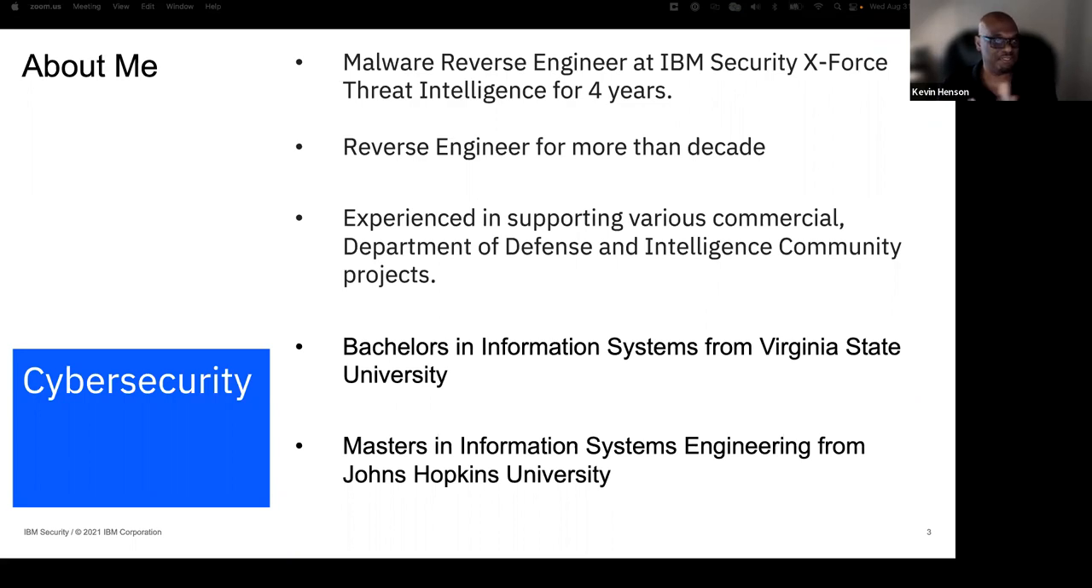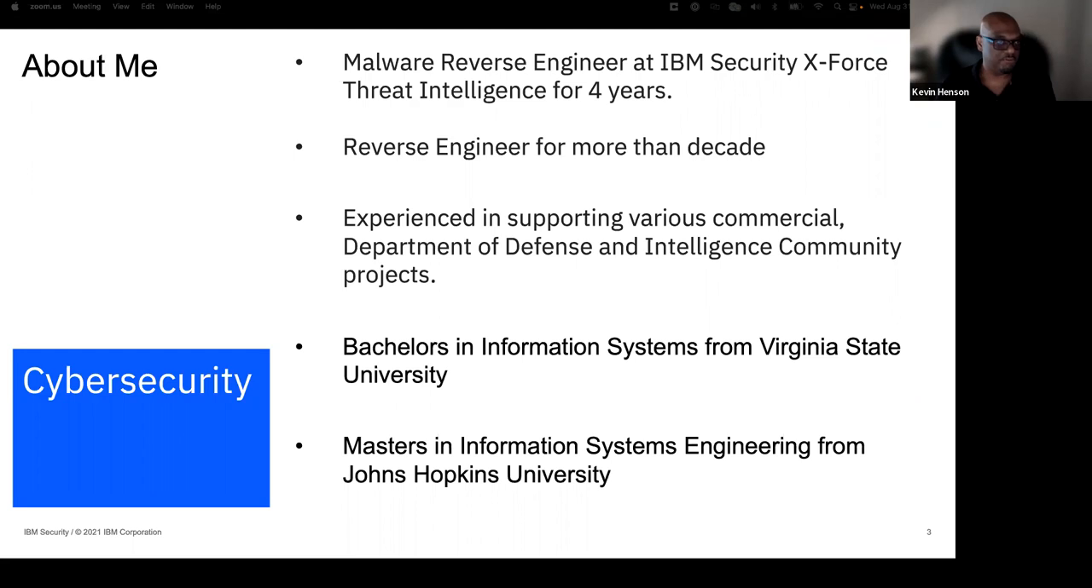This slide goes over a little bit about myself. Like I said, I've been with the threat intelligence team for 4 years, and I've been reverse engineering for a very long time, for over 12 years now. I have experience supporting Department of Defense and intelligence community projects. I've also done some digital forensics as part of my career.